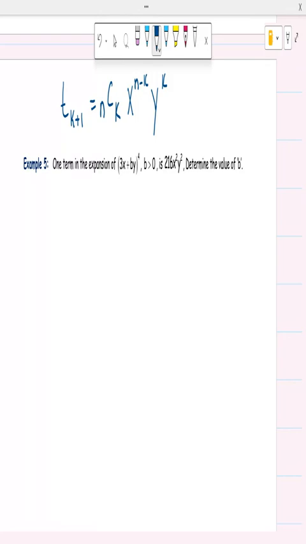So for this first one, it says one term in the expansion of (3x + b) to the exponent of 4, where b is greater than 0, is 216x squared y squared. Determine the value of b. Okay, so is this a little bit different than last class? Yeah, here I'm actually giving you the term. So does that mean I'm giving you this side of the equation? Yeah, so I know that piece is going in there.